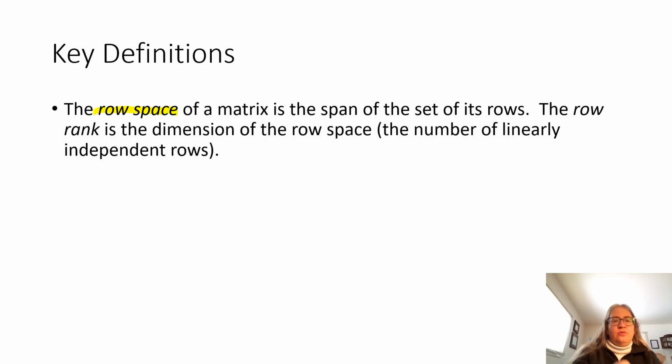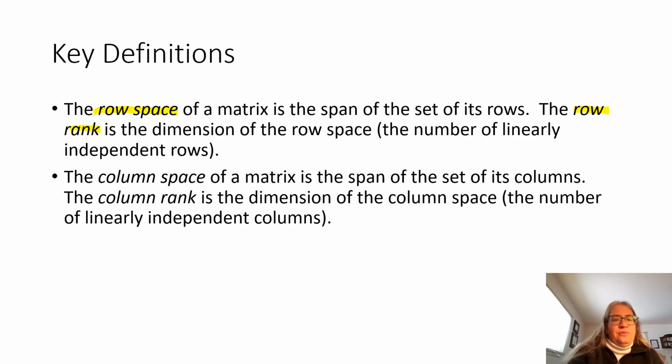Our first definition is the row space of a matrix, and it's just the span, which is something we've talked a lot about, of the set of rows. So whatever you can make using linear combinations of the rows, that's called the row space. And associated with that is a number, which is the row rank, which is the dimension of the row space. How many linearly independent rows you have, basically.